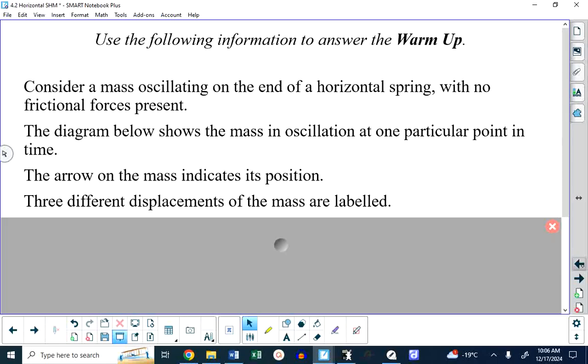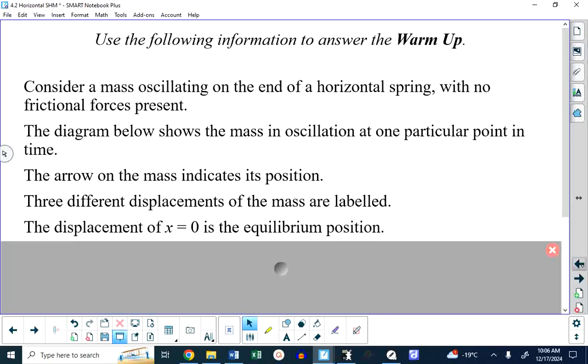Different displacements of the mass are labeled. Whenever you see a displacement of 0, that's the equilibrium position. So right now, if I said to you, with this vertical mass that you're looking at in the classroom, which is obviously different than what we're talking about, what is the displacement of this mass right now? 0. Because this is the equilibrium position. That's different than a Hooke's law application where we say, this is the equilibrium position, and we're talking about forces. So the equilibrium position of a mass oscillating on a spring is the position of the mass when it's not oscillating.